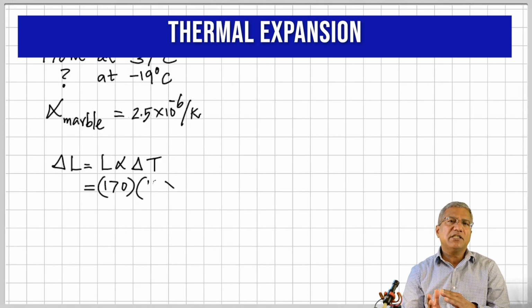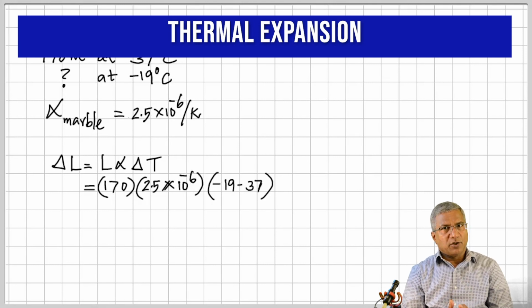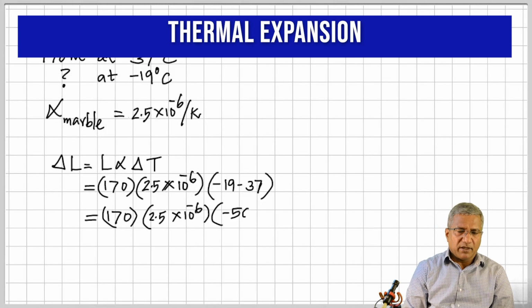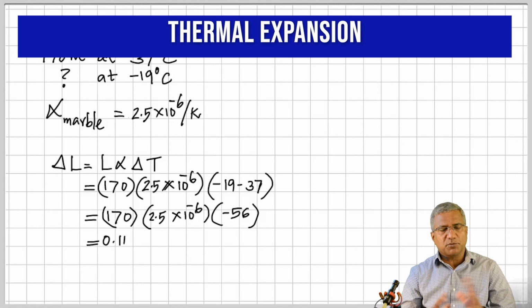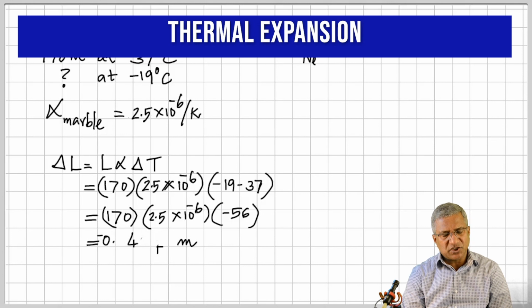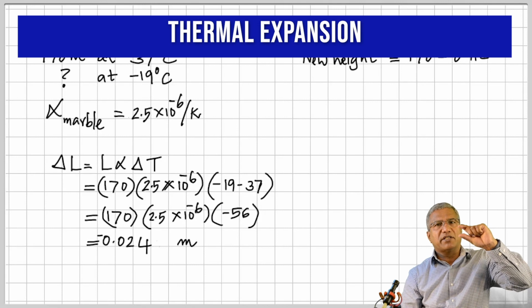So that'll be negative 19 minus 37, because change is usually final, take away initial. I hope you took away that, final minus initial. So negative 19 minus 37, and that gives negative 56. So multiply all this and find that it's, oh no, I have to change those numbers because I used a different alpha. Finally I used the alpha in the textbook. 0.024 meter. That's 2.4 centimeter, about that big.